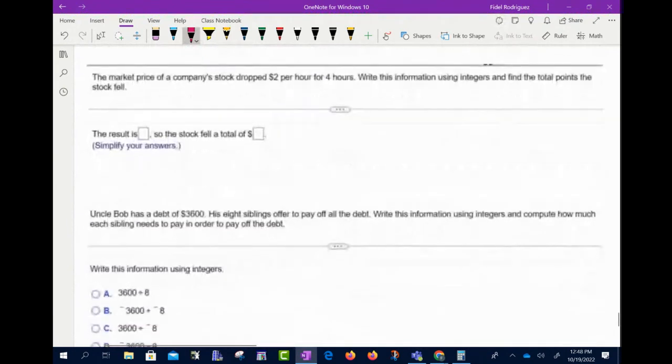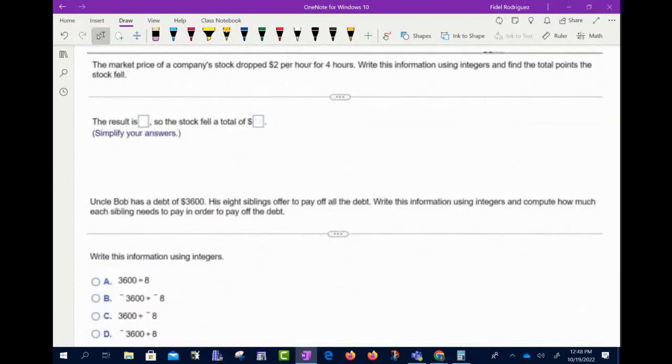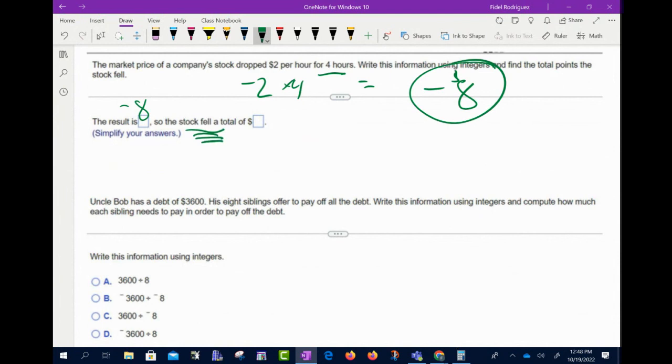Okay, so let me go to the next one here, y'all. And it says the market price of a company's stock has dropped $2 an hour. Okay, so again, right here, y'all, I'm going to say, look, that's a -2. Why? Because it's dropping. Drops $2 an hour for 4 hours. So I'm going to multiply that by 4. That means it dropped a total of $8, right? So the result is a -8. So the stock fell. Again, because they're talking about fell, it just says it fell $8, right? I wouldn't put it fell -8. I'd say it fell 8.